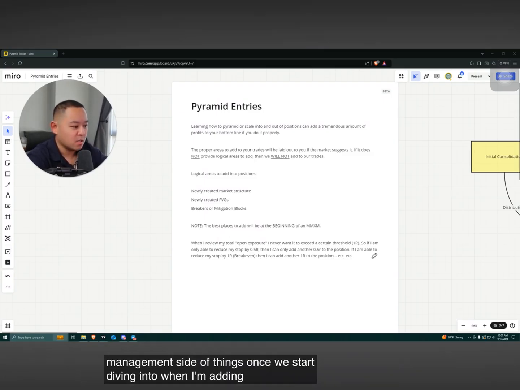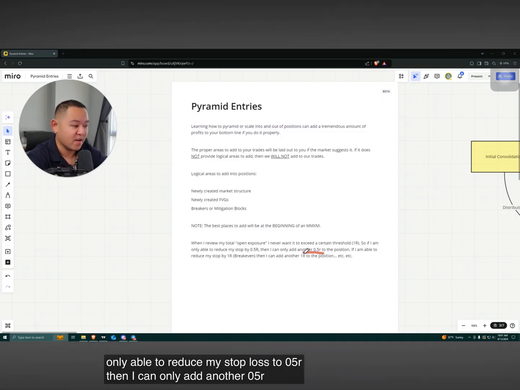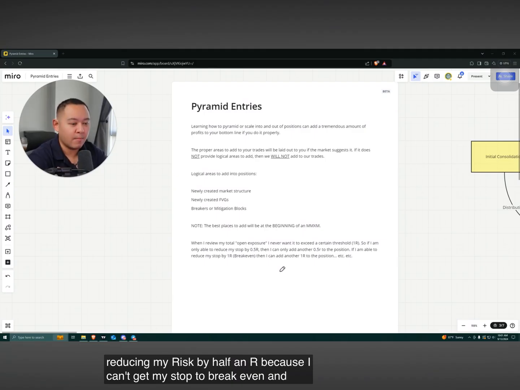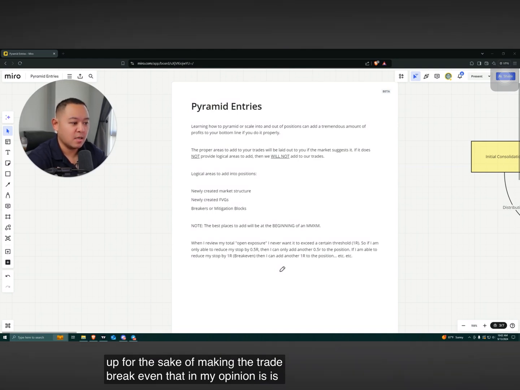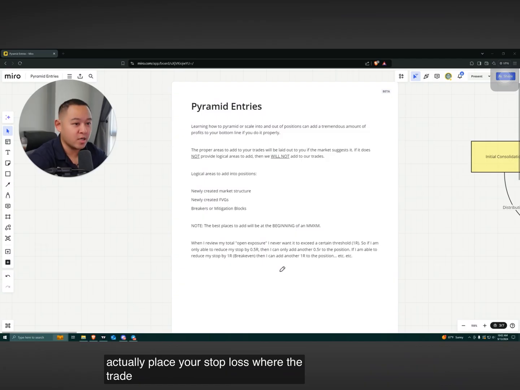So if I'm only able to reduce my stop loss to 0.5R, then I can only add another 0.5R to the position. So that means if my stop loss, the next logical level, is only reducing my risk by half an R, because I can't get my stop to break even. And I'm not talking about just jamming your stop up for the sake of making the trade break even. That, in my opinion, is not the proper decision. The proper decision should come from your analysis of the market and a logical area where you can actually place your stop loss where the trade no longer makes sense.